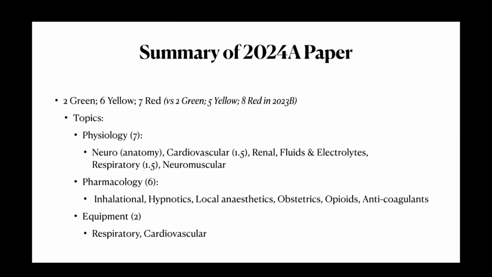In terms of topics, again, very similar to what they've been doing over the last couple of years, where there's been an even split. So physiology, 7 topics: neuroanatomy, cardiovascular was 1.5, renal, fluids and electrolytes, respiratory 1.5, neuromuscular. And then pharmacology, there were 6 questions on inhalational, hypnotics, local anesthetics, obstetrics, opioids, and anticoagulants. And equipment, there were 2 questions on respiratory and cardiovascular.